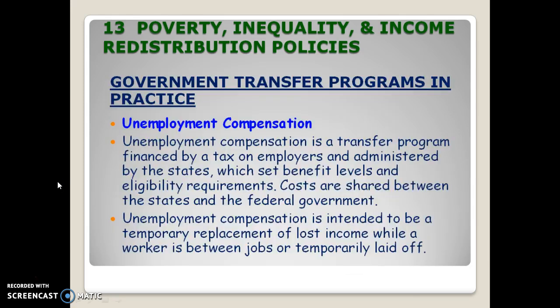When we look at unemployment compensation, this is another program that the government looks at. Unemployment compensation is a transfer program financed by a tax on employers and administered by the states. They set benefit levels and eligibility. Costs are shared between the states and the federal government. Unemployment compensation tends to be a temporary replacement of lost income. But the problem is unemployment compensation can be a long-term problem in our economy.